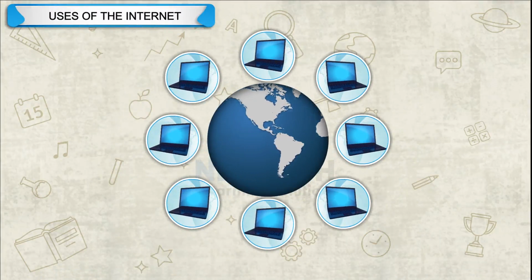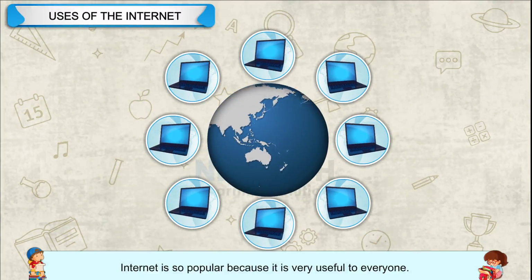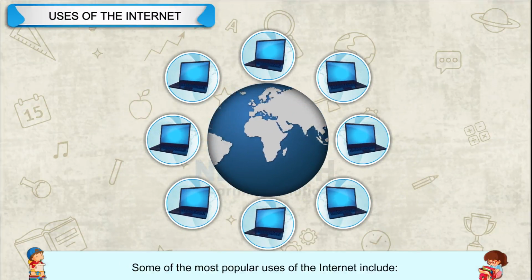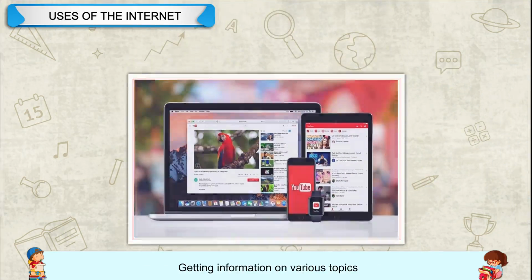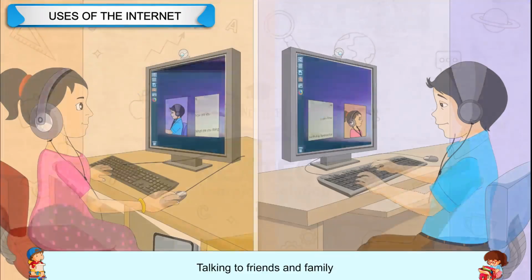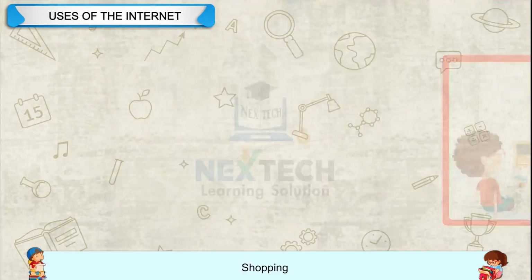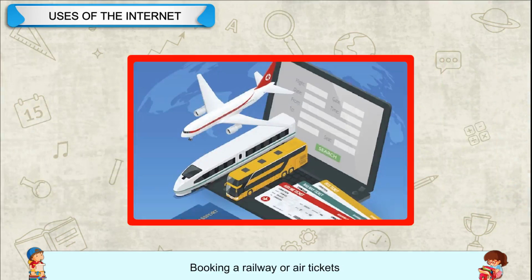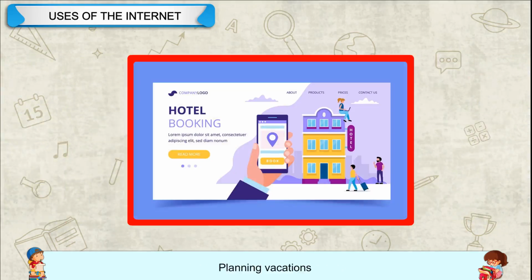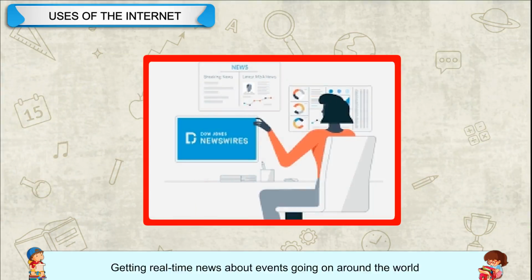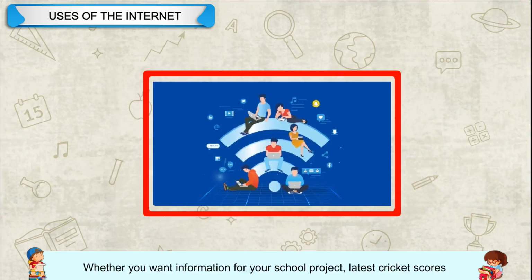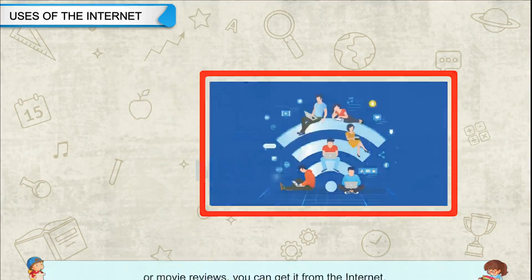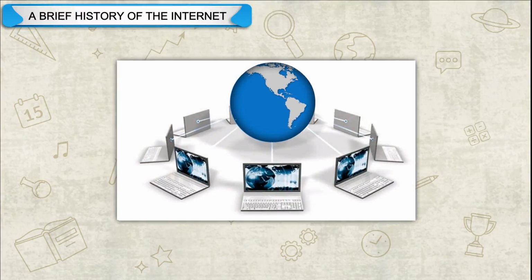Uses of the Internet. Internet is so popular because it is very useful to everyone. Some of the most popular uses of the Internet include getting information on various topics, talking to friends and family, sending messages, shopping, watching movies and TV shows, booking railway or air tickets, planning vacations, getting real-time news about events going on around the world. Whether you want information for your school project, latest cricket scores, or movie reviews, you can get it from the Internet.